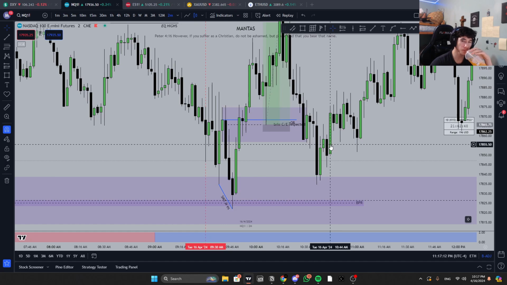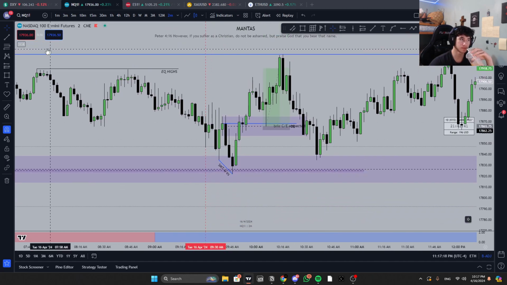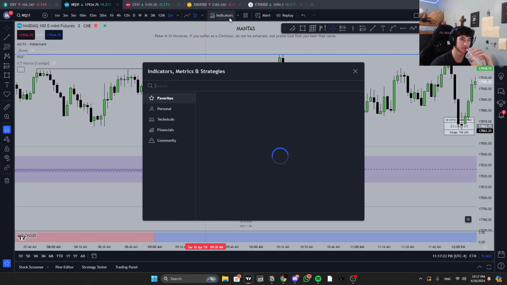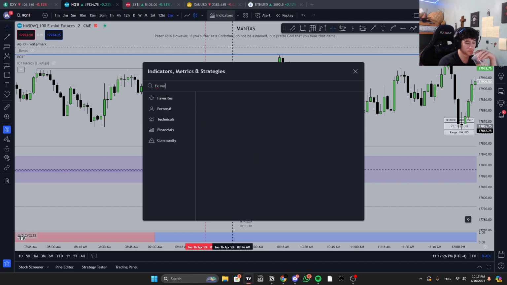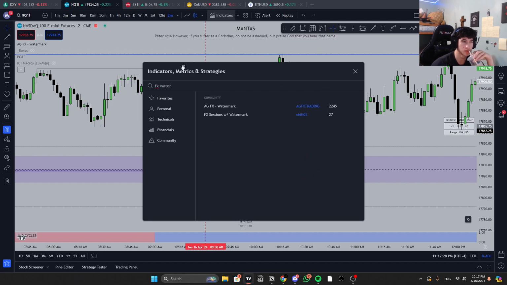I got a question. What is the indicator watermark and the name? It is AGFX watermark. Thanks, bro. Yeah, just type in FX watermark.